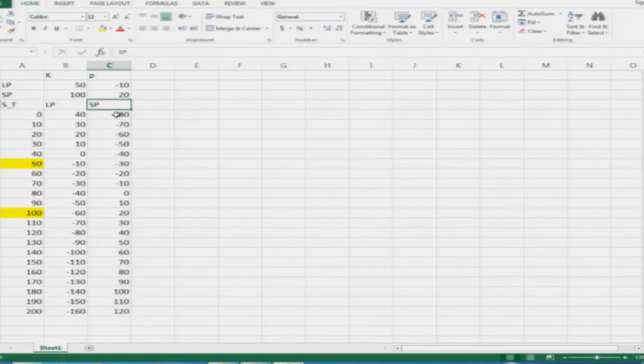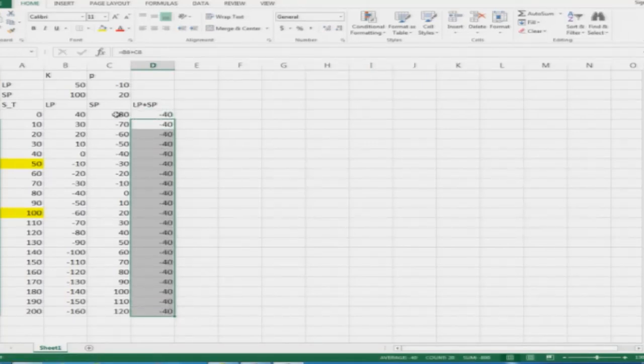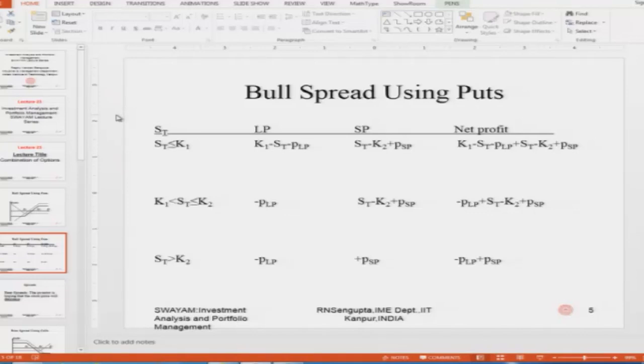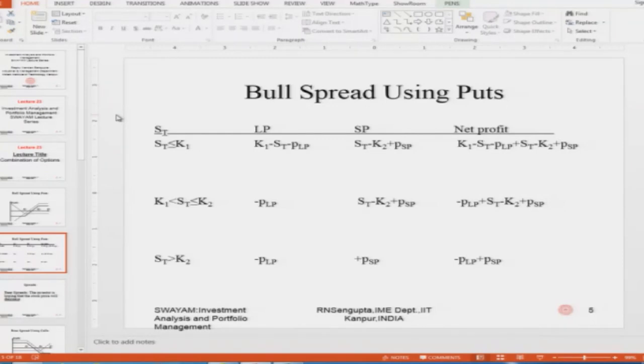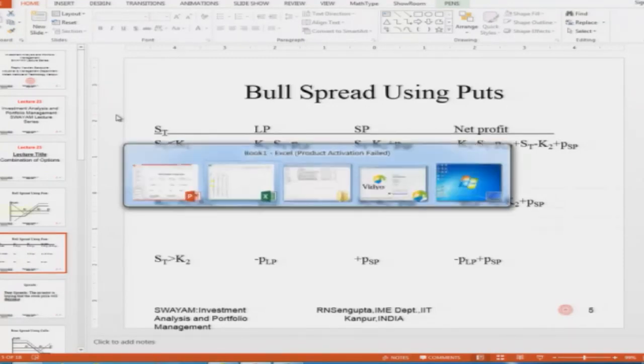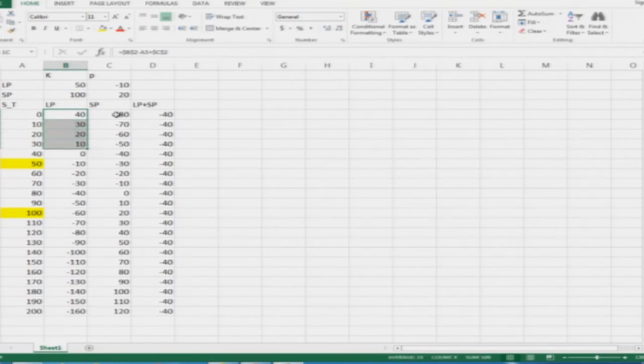I find it for the long put and the short put separately. So here is basically the combined one, and I am only taking one long put and one short put. I will change that accordingly later on. So let us go column wise depending on the long put. For the long put, the price was basically K1 minus ST minus the price which I paid for the long put. So for prices till 50, because that is the delivery price of the strike price, you had a profit.